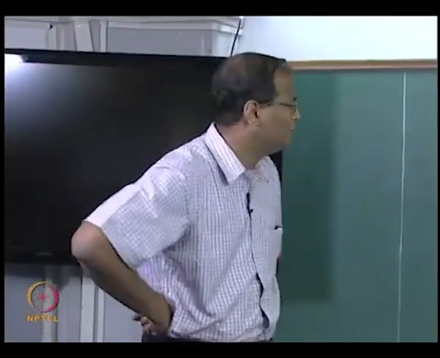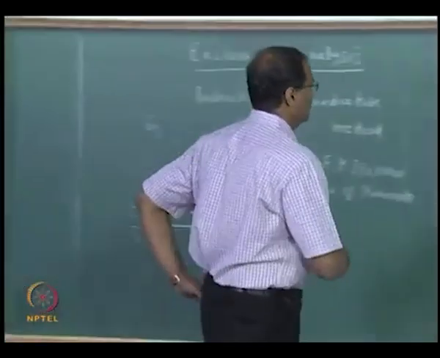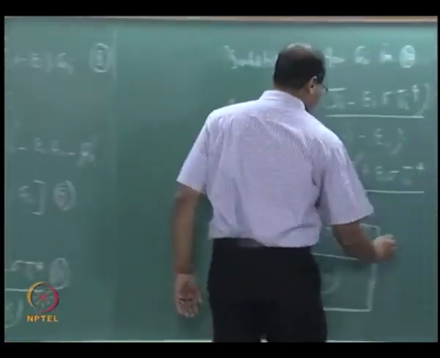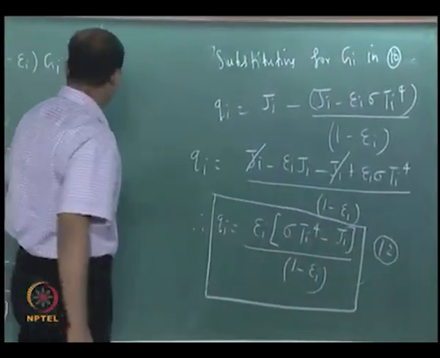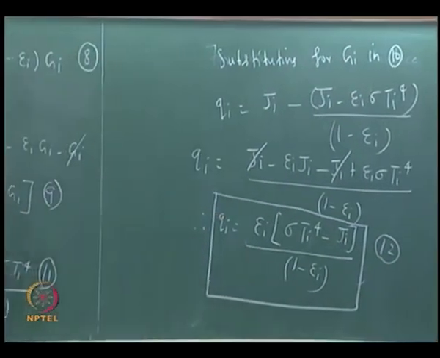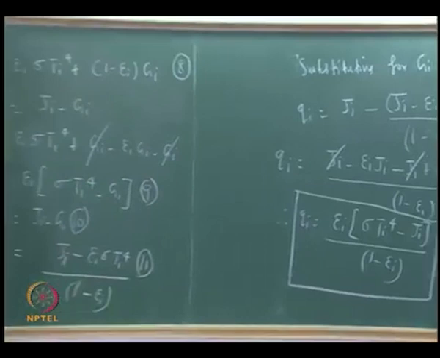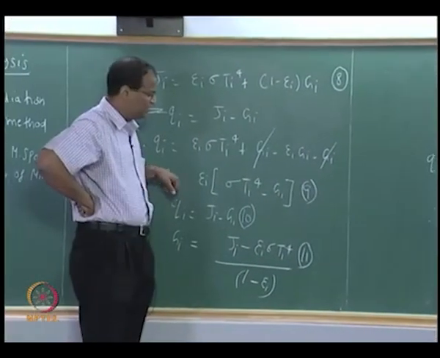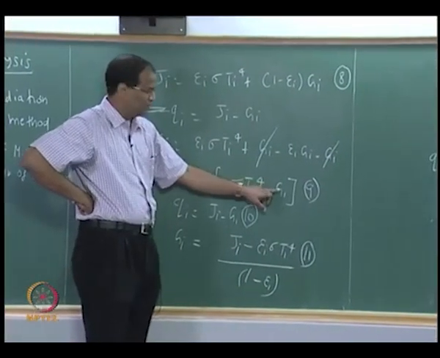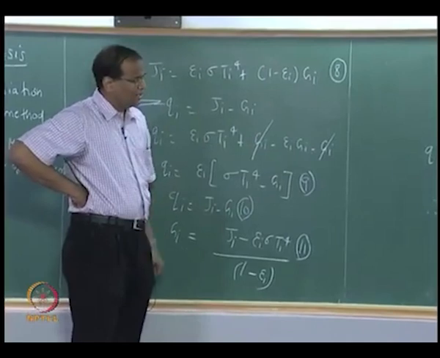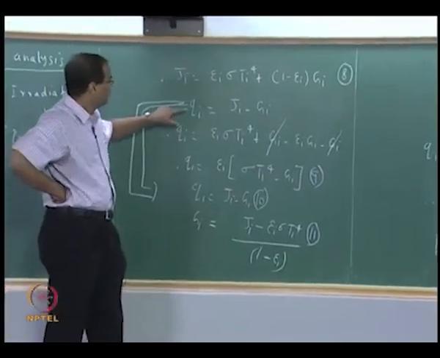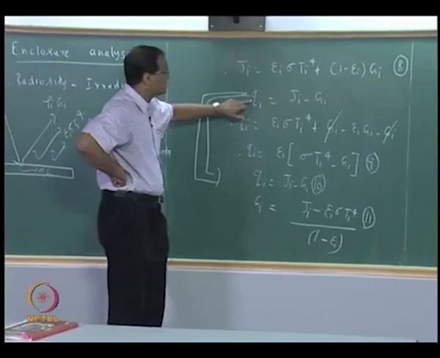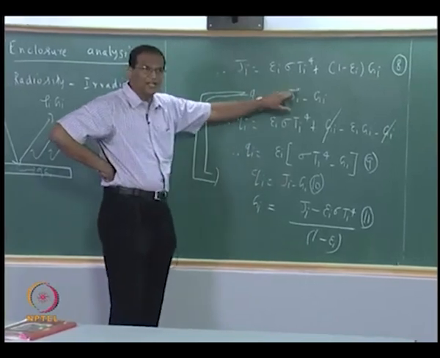So, let us call this equation 12. What is the difference between 9 and 12? Both are expressions for the heat flux, but 9 is in terms of irradiations, 12 is in terms of radiosities, but our original expression is in terms of both radiosity and irradiation.